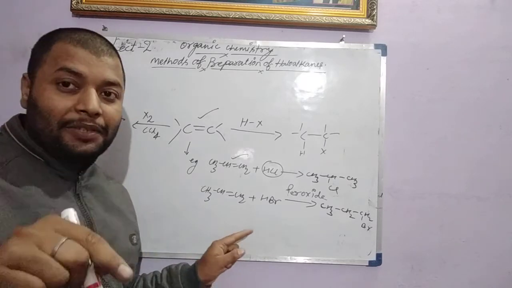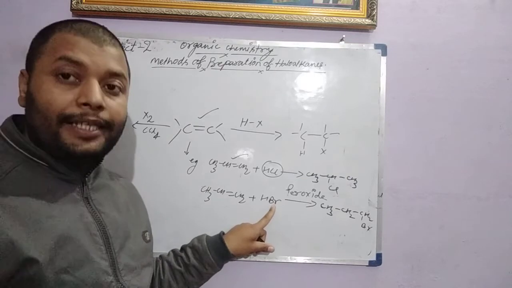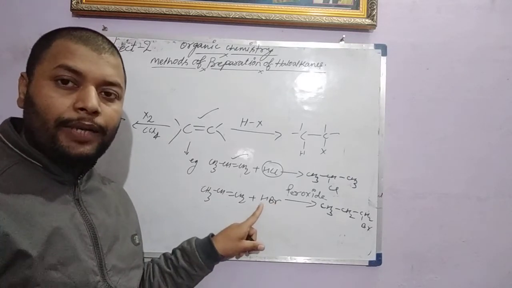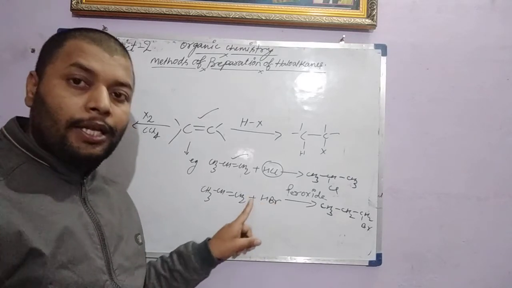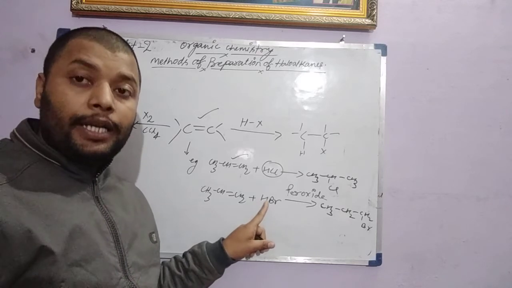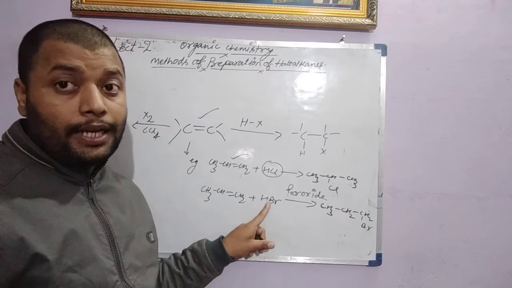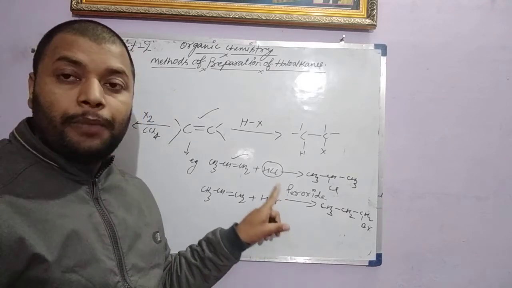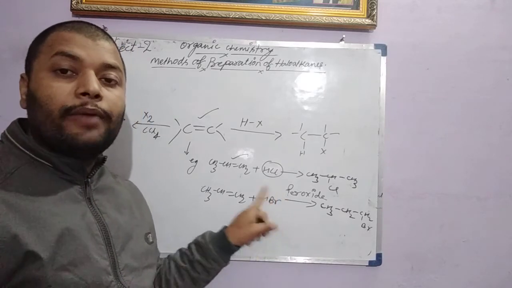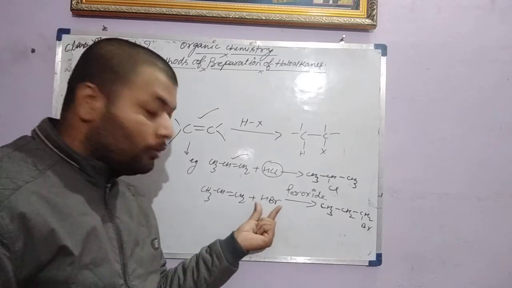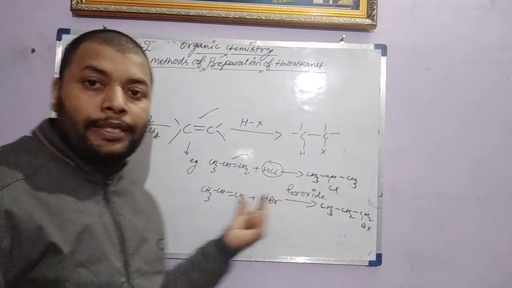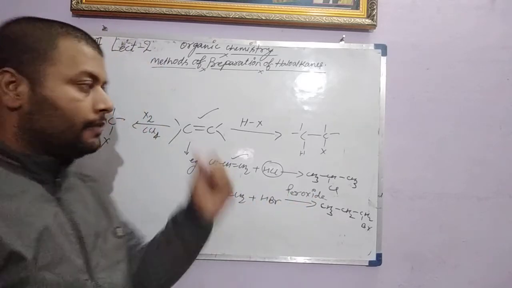Before that, remember one thing. This is called the peroxide effect. Anti-Markovnikov addition, peroxide effect, or Kharasch effect. You can say Kharasch effect. So Kharasch effect, peroxide effect, or anti-Markovnikov addition happens with only HBr in the presence of peroxide for unsymmetrical alkenes.